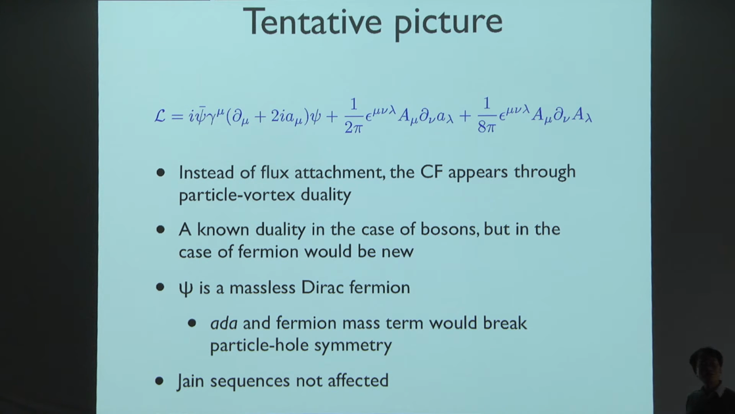Sigma xy is 1/2. In this case, it should be there, in the case of the Dirac composite fermion.